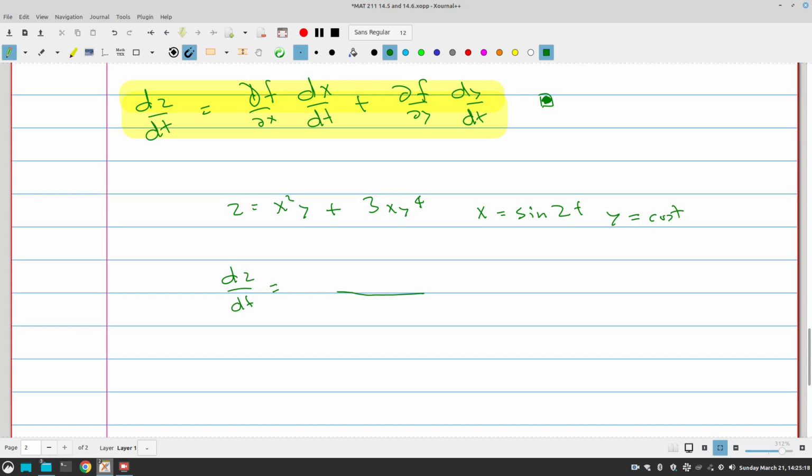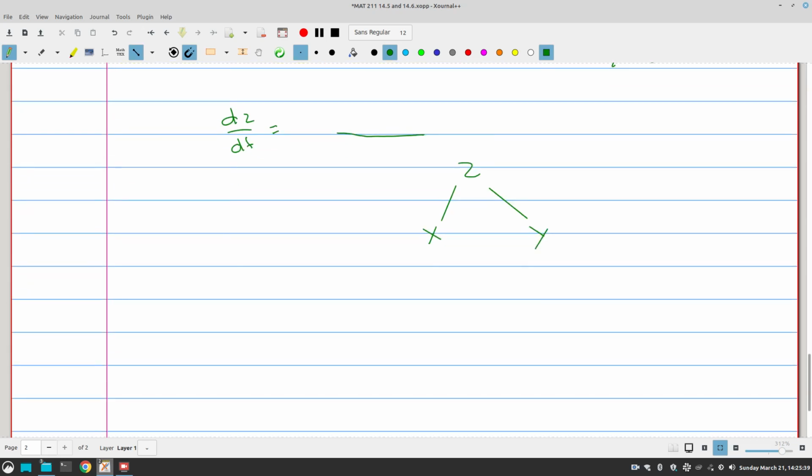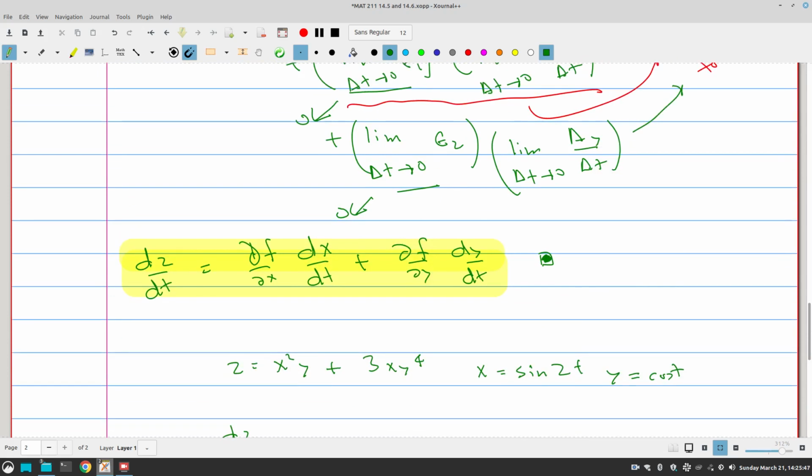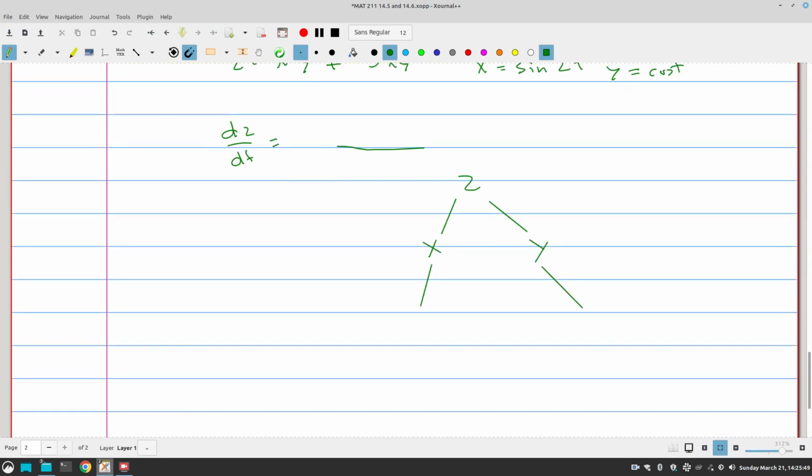Okay, so let's draw a diagram to see how they're related. So z is some function of x and some function of y, right? And from x you get sine twice t, and from y you get cosine t.